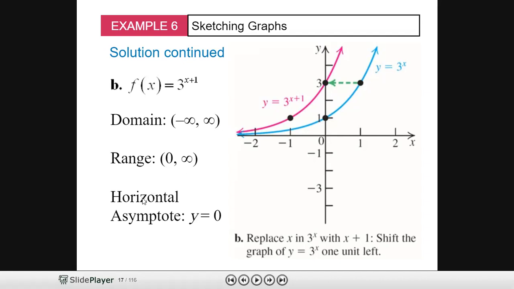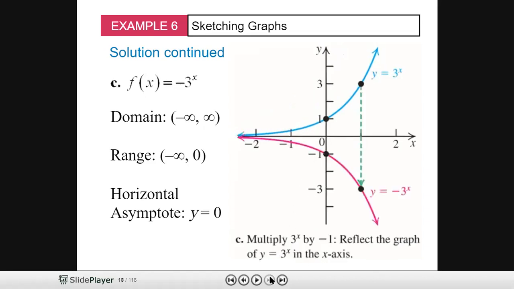Infinity, what we can say, horizontal asymptote y is equal to 0. So every y, y is this one. So when y is 0, this will be over here, and you can draw a straight line through this point, and this graph will never touch this line. So replacing x in 3^x with x plus 1 shifts the graph 1 unit left. So we have shifted this one.